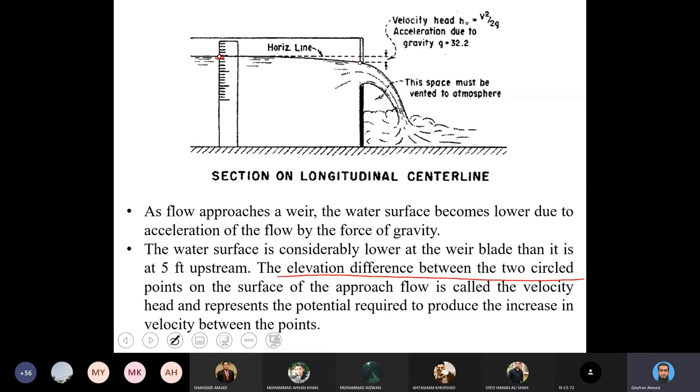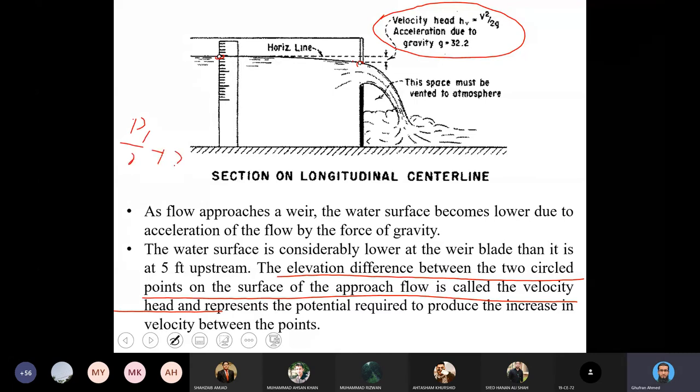The elevation difference between the two circle points, one is this one and the other is this one, is called the velocity head, and it represents the potential required to produce increase in the velocity between the two points. As you know that according to Bernoulli's principle, the total energy remains same, or the summation of all the heads, say P over gamma plus Z plus V square over 2G. So at this point and at this point, it remains same.